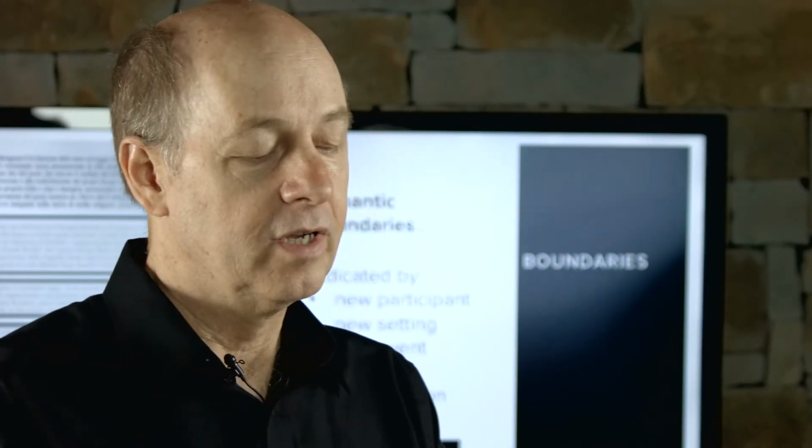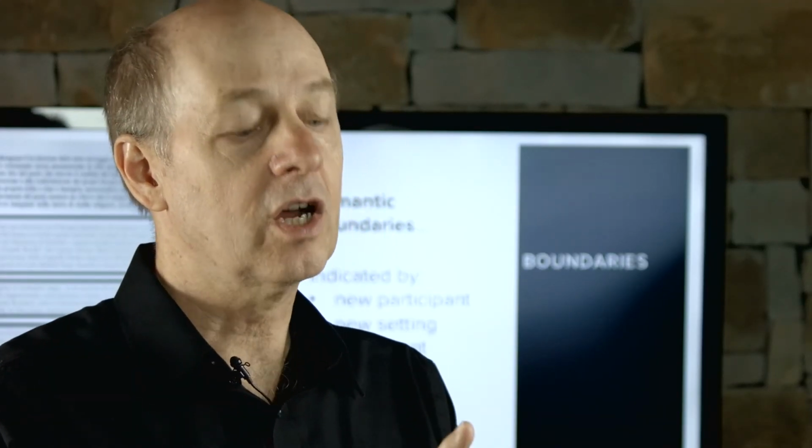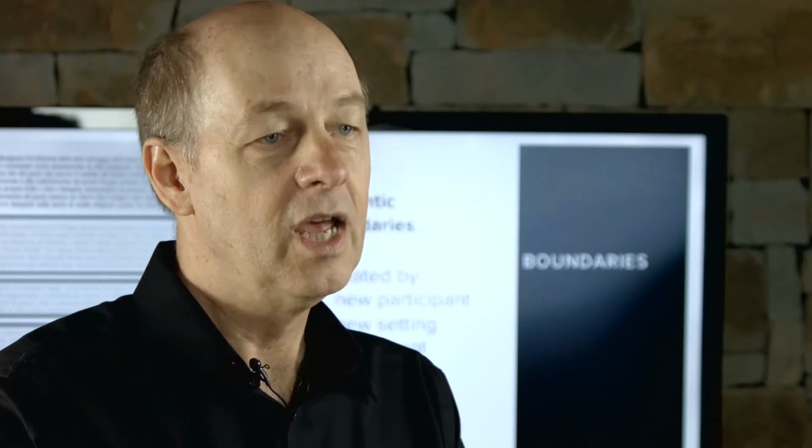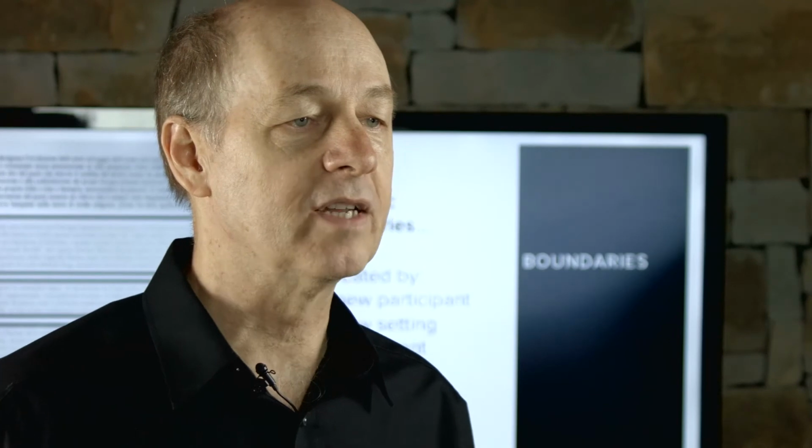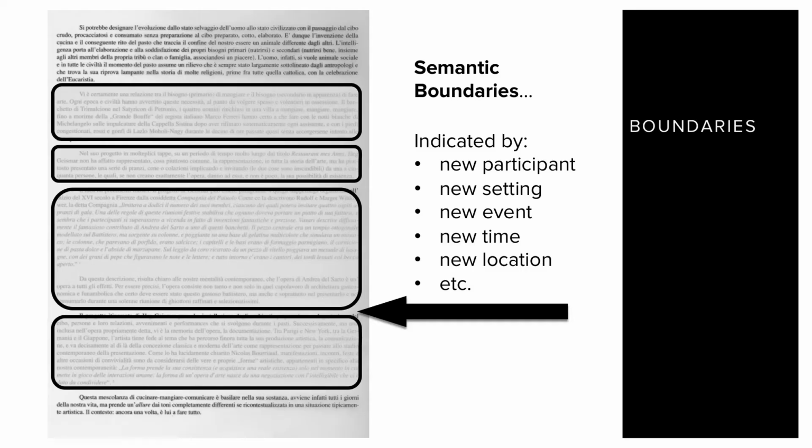So we've talked about semantic cohesion, and we talked about grammatical cohesion. And we talked a little bit about boundaries too, because it's impossible to really understand cohesion without also talking about boundaries. But just a little bit more about semantic boundaries. In the same way that cohesion within a semantic unit could be indicated by focusing on one participant, a semantic boundary could be a shift to a different participant, or a shift to a different setting, a different event, a different time, or location.